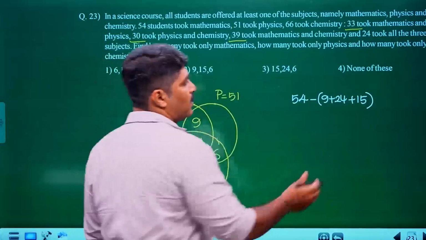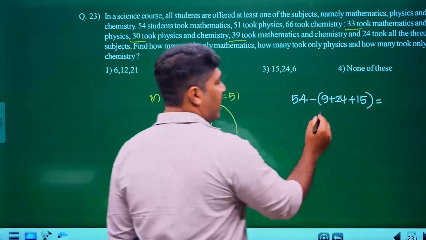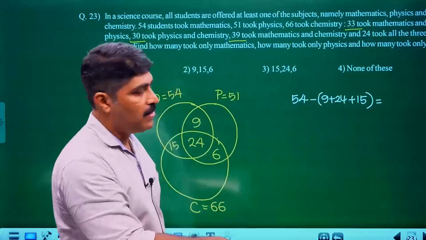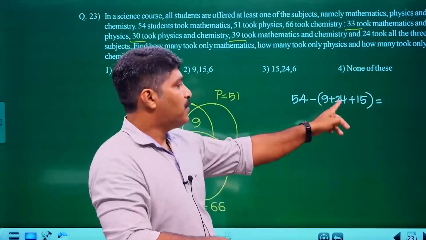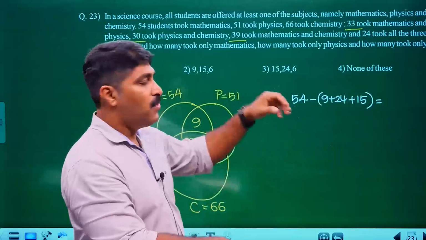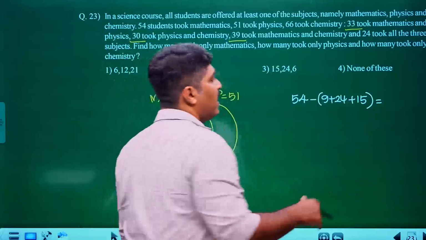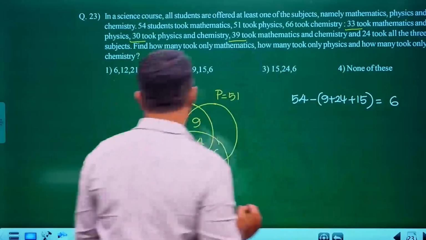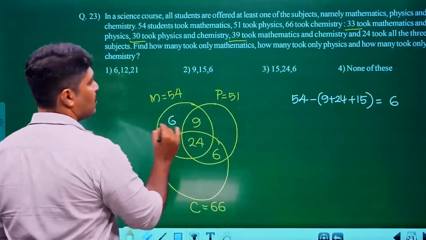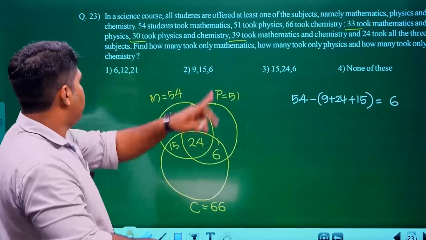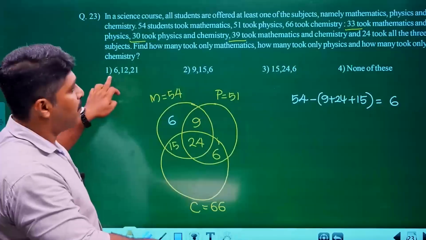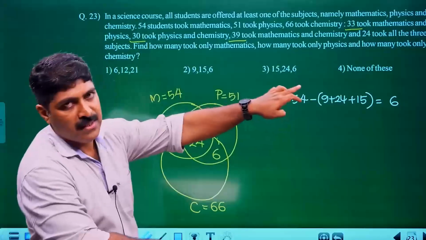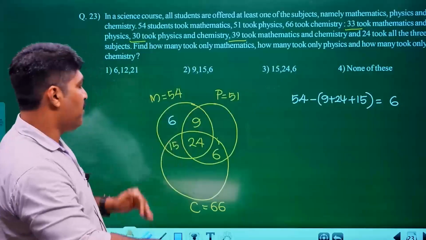What will it become? So this is equal to 9 plus 24 plus 15. So this will be equal to 15 plus 9, 24, 24 plus 24, 48. So 54 minus 48 is equal to 6. Therefore, this region is 6. So look at the options where we have the value start with 6, only one option, but we have none of these. Therefore, we have to consider the rest of the values.